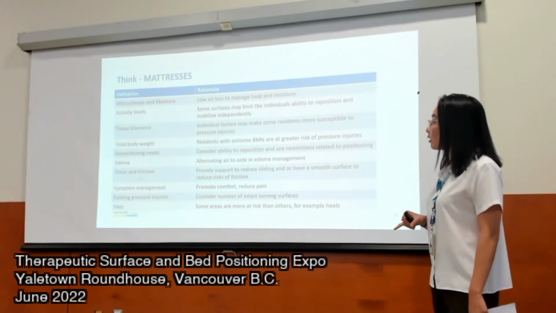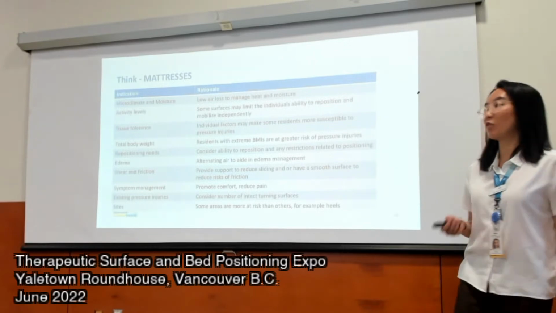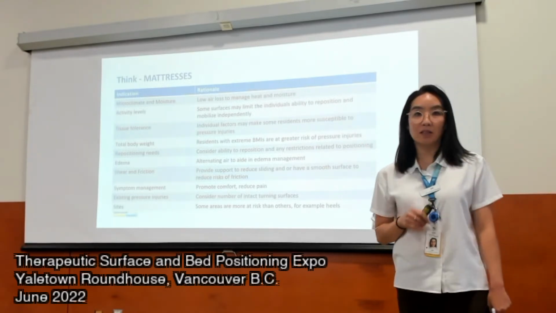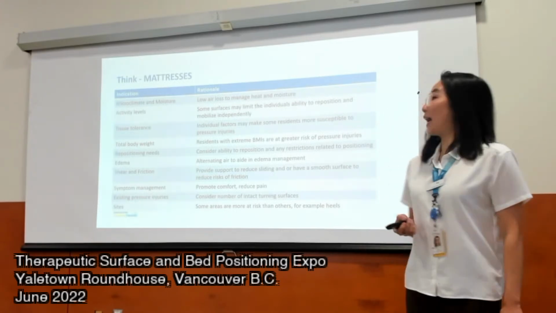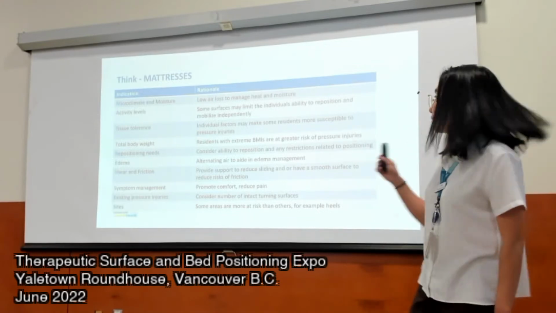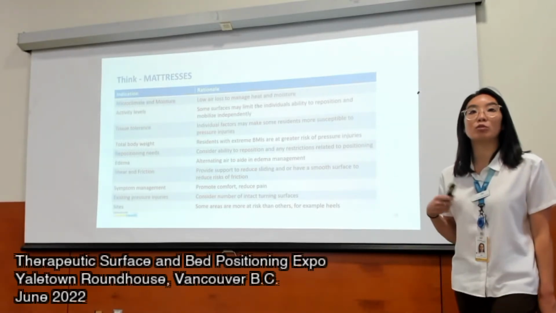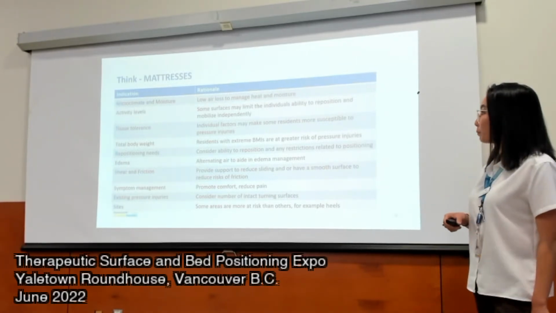T is for tissue tolerance. You might want to think about that resident's specific factors that might impact their tissue tolerance. Do they have circulation issues, contractures? What else? Nutritional needs, that type of thing that might impact the tissue's ability to withstand pressure, moisture, all the different things, shearing and friction.